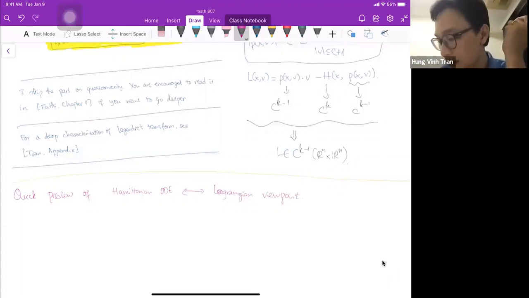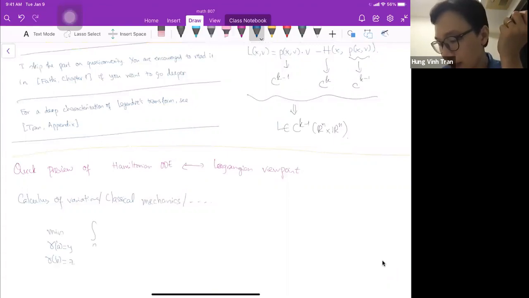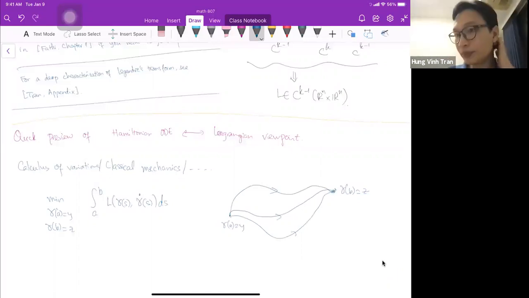As I said earlier, the key problem in calculus of variations, classical mechanics, optimal control and some other fields is a very simple problem: minimizing the action functional over curves gamma with gamma(a) = y and gamma(b) = z, the integral from a to b of L(gamma(s), gamma dot(s)) ds. Again, gamma(a) equals y here, gamma(b) equals z here. I will repeat this point many times in the next few lectures. You are free to choose which path you take, and you are trying to minimize your action.